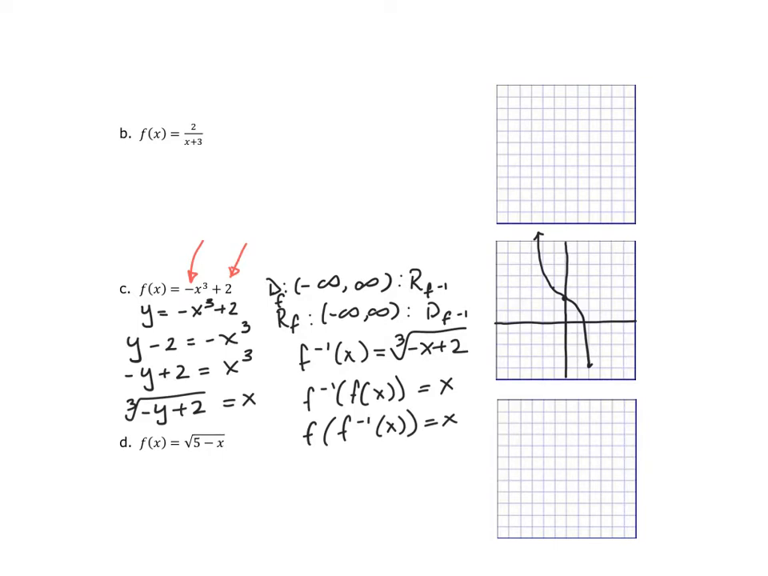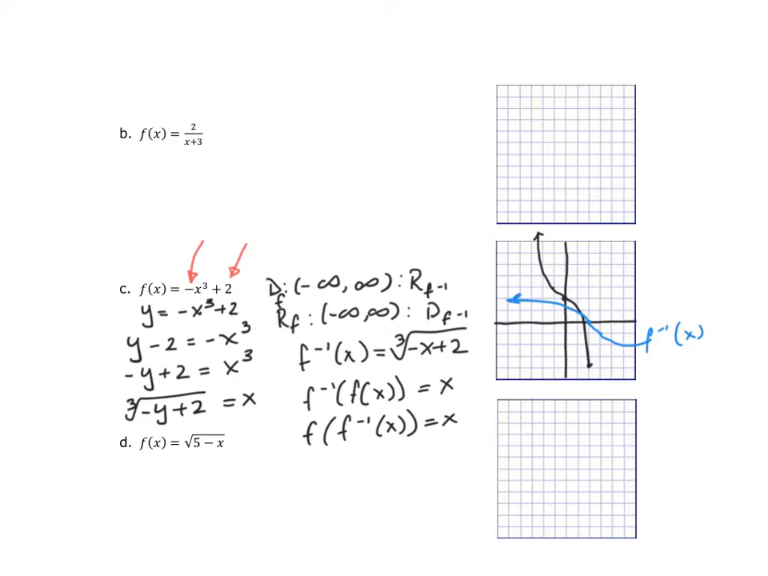Now for my inverse function: if the original function goes through the point 0, 2, then the inverse function will go through 2, 0. If this one goes through negative 1, 3, then the inverse should go through 3, negative 1. So this is what the function should look like, something like that. That's what the inverse function should look like on the graph. Any questions on that part of it?